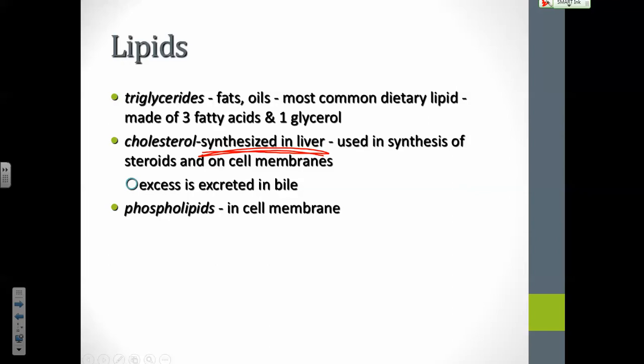Okay. Typically, if you eat nothing but plant foods, you're totally vegan, you don't even have dairy products, all right, you probably are not getting any cholesterol in your diet, but you can live very easily with that because your liver can make all the cholesterol you need. Cholesterol tends to come from animal products, okay, because it's a component of animal cell membranes.